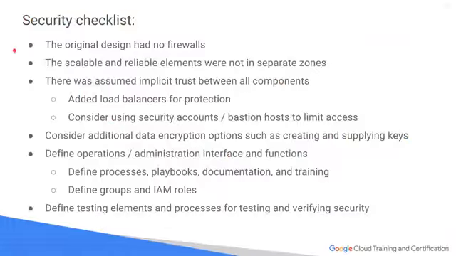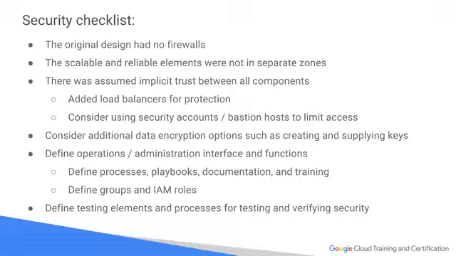So going through our security checklist, right? The original design, well, we didn't have firewalls. Well, that was the design, but that's not how it would be in the cloud. We made it scalable and reliable, and we're in separate zones, so we can isolate against fault tolerances, so there's some security in that. There was also assumed implicit trust between all components, so this is why we added load balancers, and we would also consider utilizing security accounts, IAM, maybe Bastion host to limit access, or even going strictly to serial console.